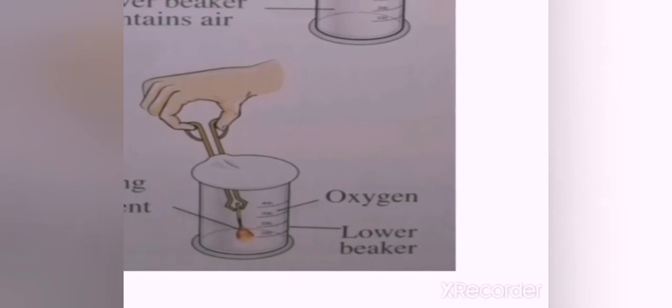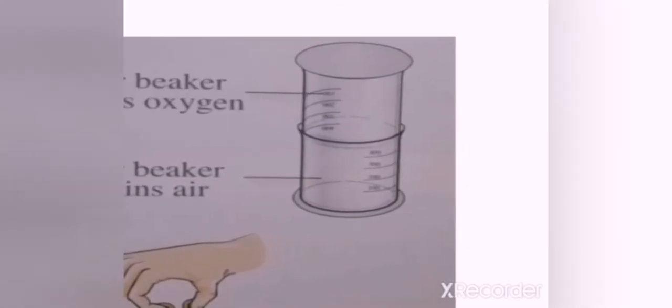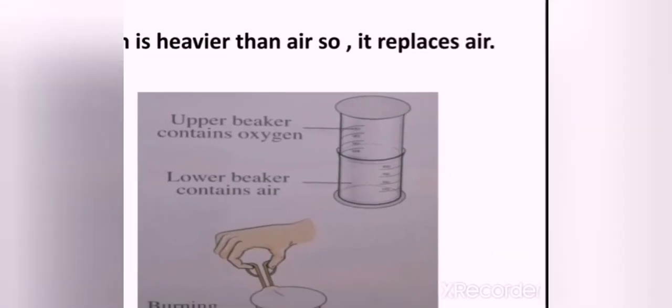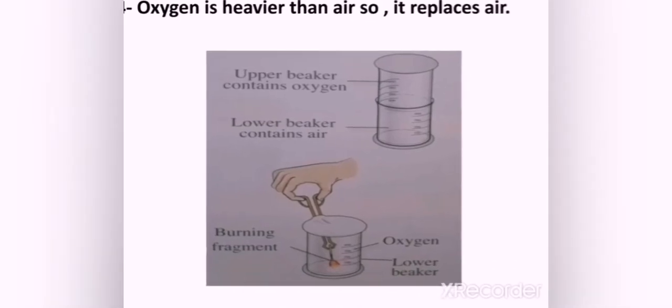You can observe that the burning fragment glows more in the lower beaker only. Why? Because the oxygen replaced the air in the lower beaker. The oxygen takes the place of the air, so the burning fragment glows more in the presence of oxygen, because oxygen helps in burning.